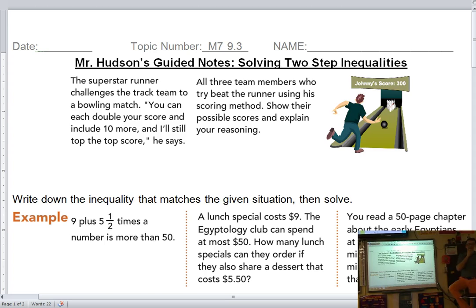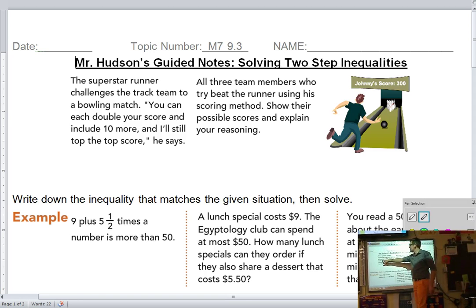Justin? Is there a try question on the picture of the guy bowling? So, if you read the question, the superstar athlete, Johnny, who always thinks he's better than everyone, he's also a good bowler. So, he says you can each double your score. Let's go ahead and highlight some of this stuff. You can each double your score and include 10 more, and I'll still top your score.